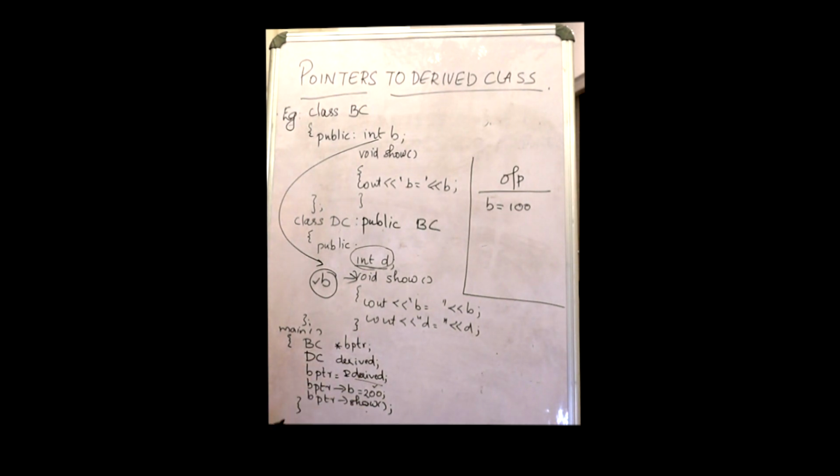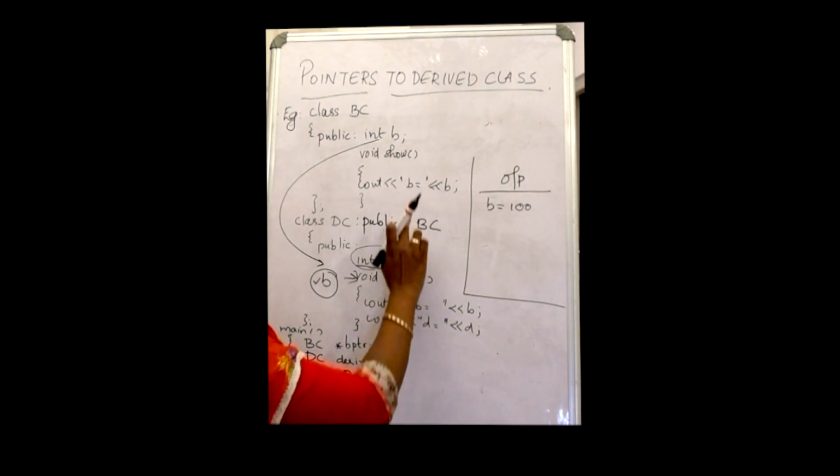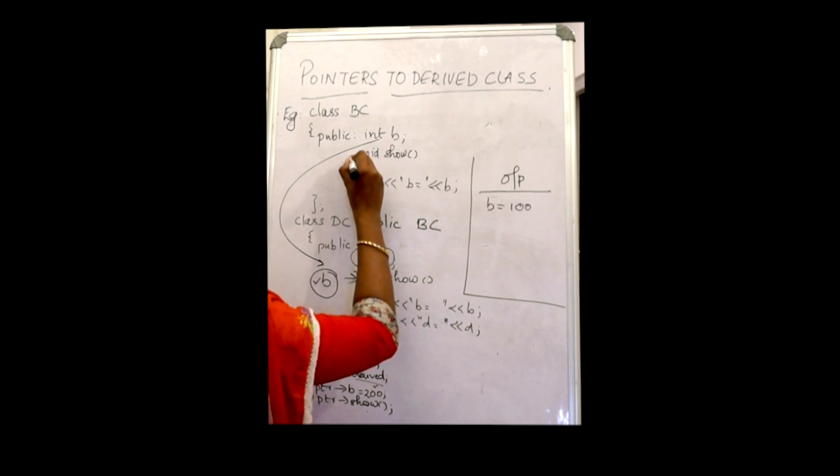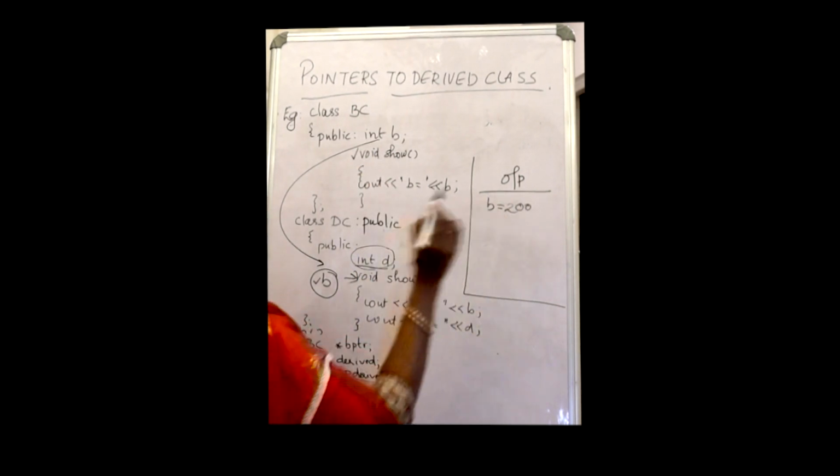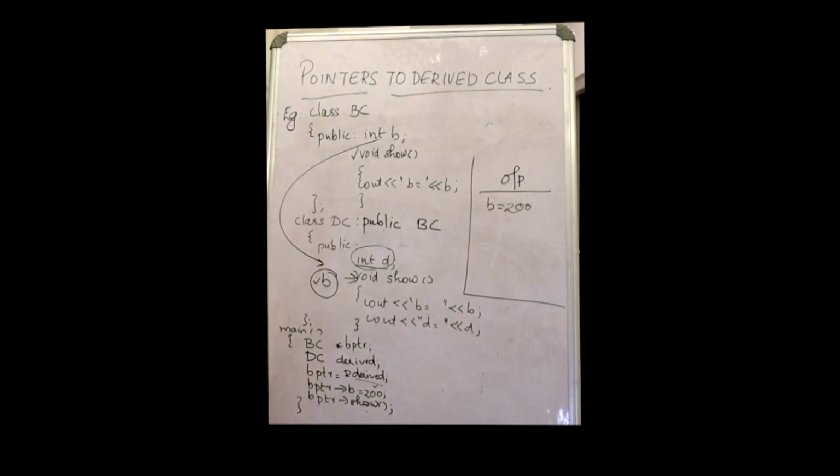Okay, so what will be the output? B is now 200, so this show function will be invoked, so output will be B equal to 200. So that will be the output of the program.